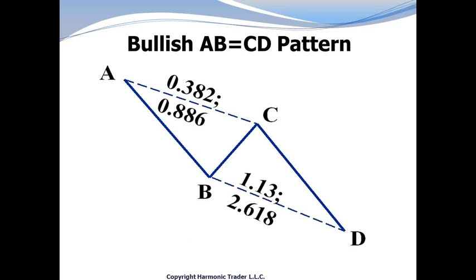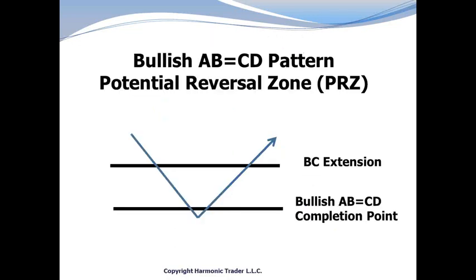If we're referring back to our reciprocal ratio illustration, if our C point is at a 0.382, then our corresponding BC extension is going to be more extreme, usually a 2.24 or a 2.618. If it's a 0.618 at the C point, our BC extension is going to be a 1.618, and so on.